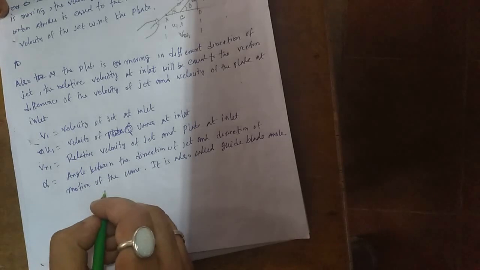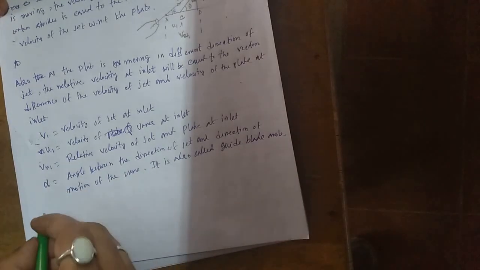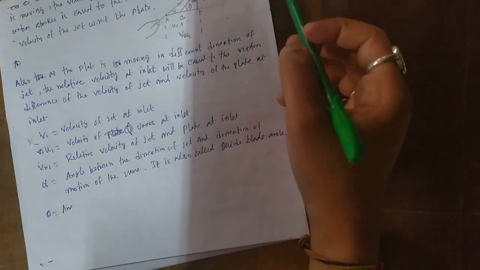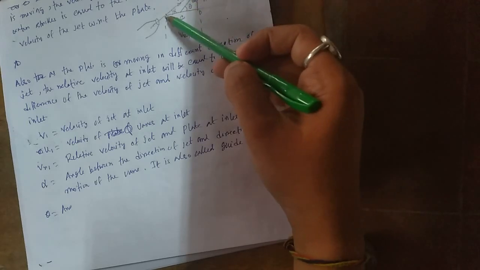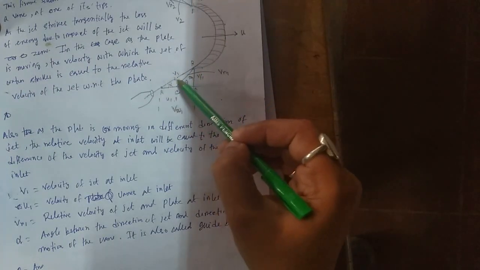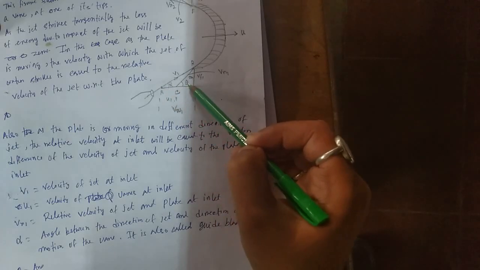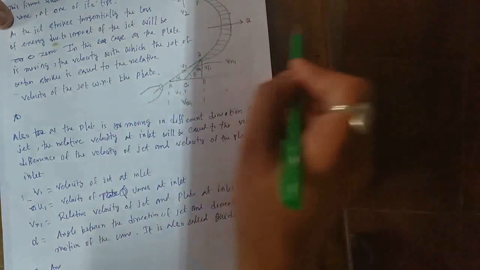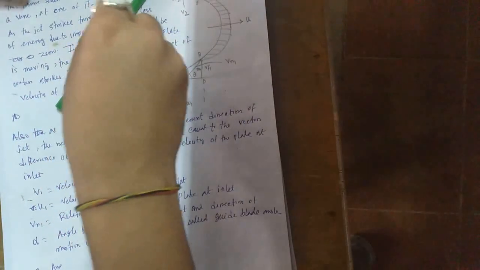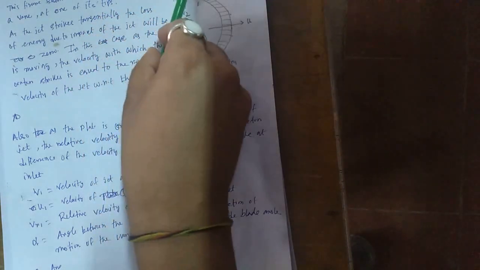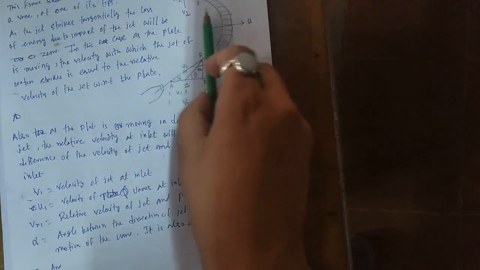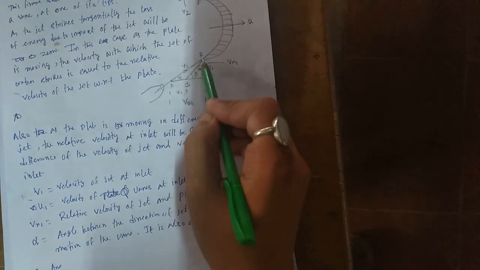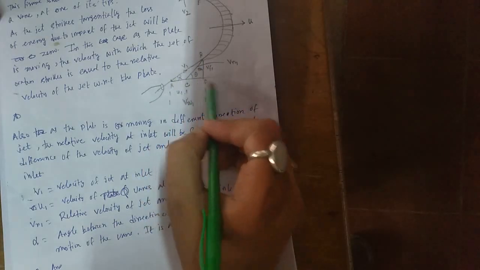Now alpha, and that is now theta. So what is the angle? This is the direction of the jet and this is the direction of motion of the vane. The motion of the vane is in the horizontal direction, and this is the tangent direction of the jet.